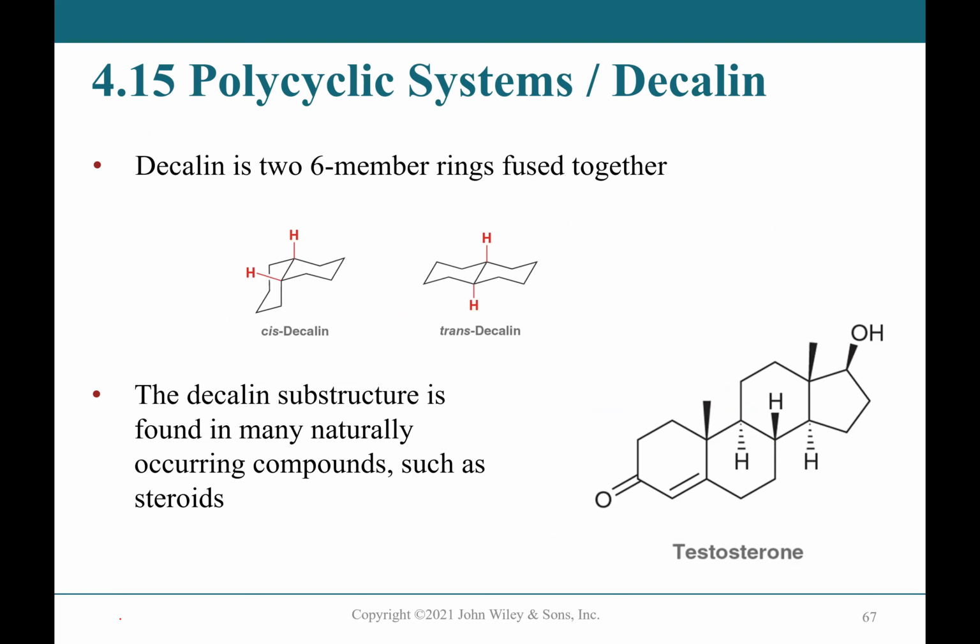It says decalin is 2 6-membered rings that are fused together. You can see these rings, hopefully. 1, 2, 3, 4, 5. So that's what that is right there. Cis means on the same side, trans means opposite sides. And it says decalin is a substructure found naturally occurring in compounds such as steroids.